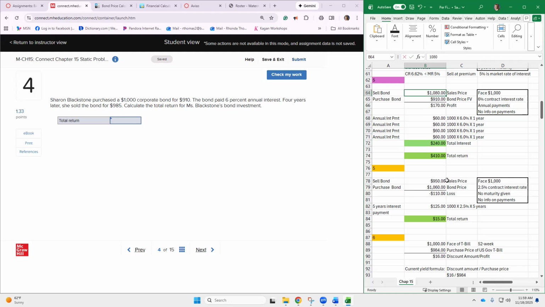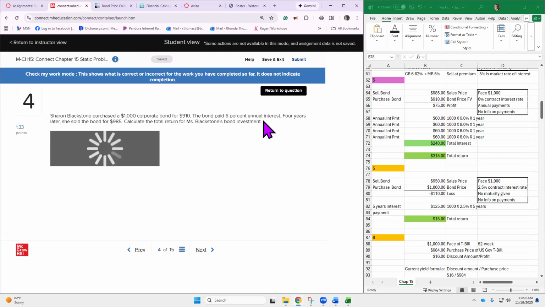Then she sold it for $985. So she had a profit of $75. When you add the profit of $75 to the total interest, the total return on this corporate bond over those 4 years in dollars is $315. So buying that bond for $910, she received $60 a year in interest payments that came in, right?